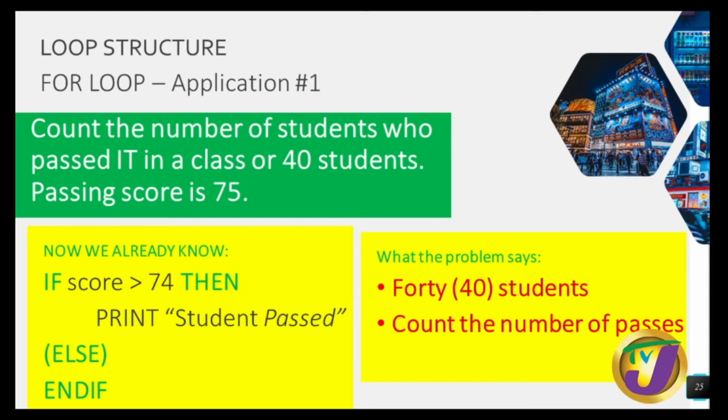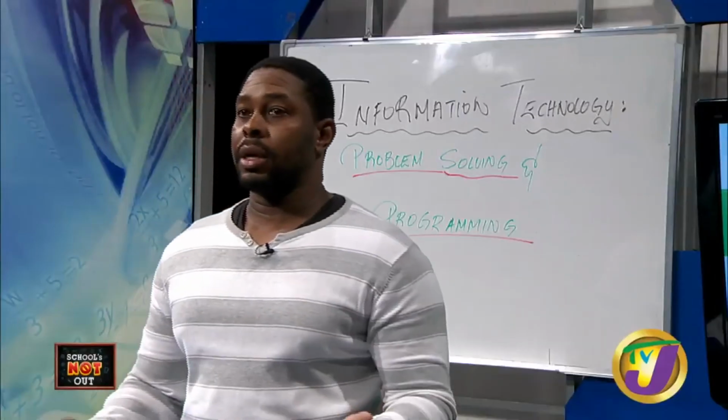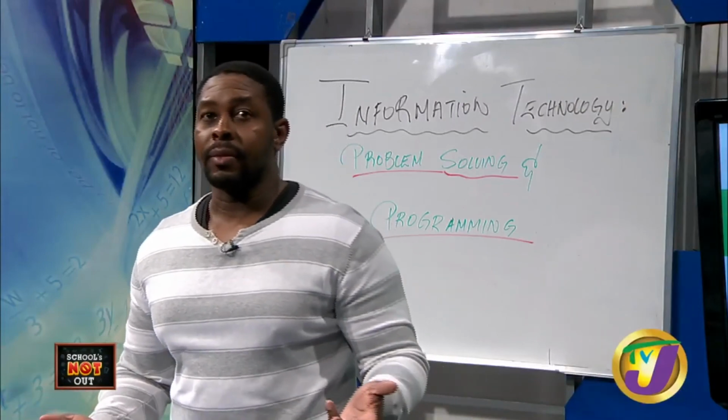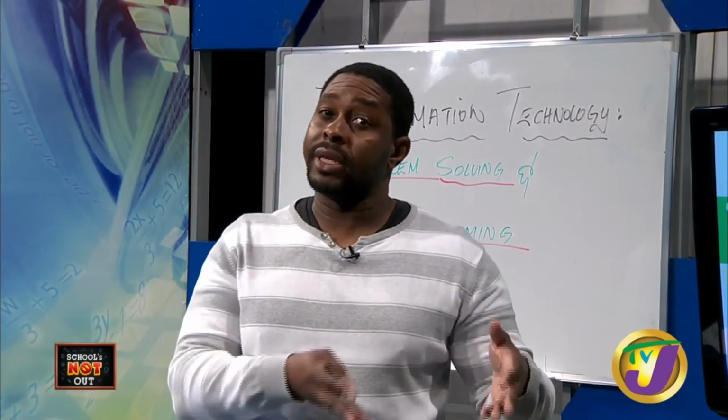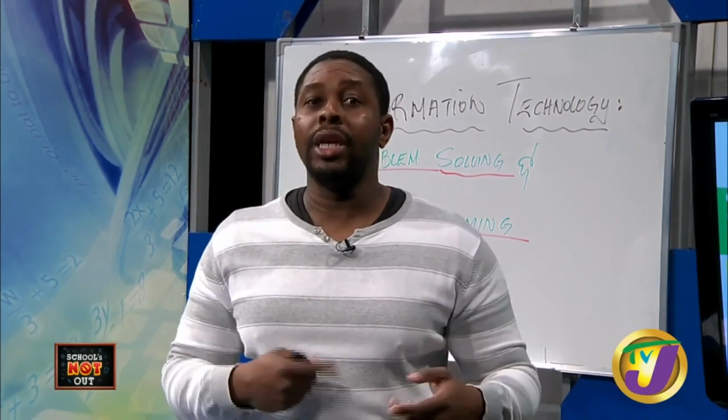So what do we already know? We already know the condition under which a student passes. If the score is greater than 74, then the student passes. So we know that. What the problem now is presenting to us is that we have 40 students to do this very same operation for. And we need to count who has passed. All right?